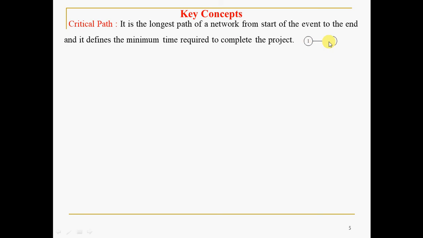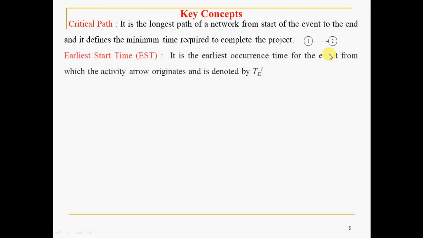For example, 1 to 2: 1 is an event, 2 is an event. Event and node are one and the same. From 1 to 2 there is an activity. Like this, there might be many activities. This is a simple representation of an activity. There will be numerous activities from 1 to the last, so you have to form the paths. The path which takes the longest duration is the critical path.